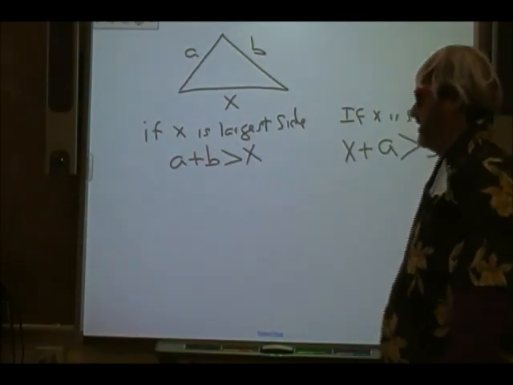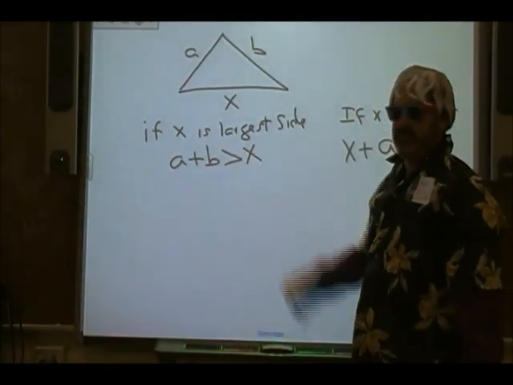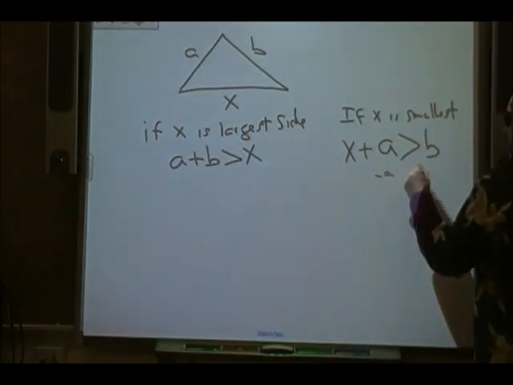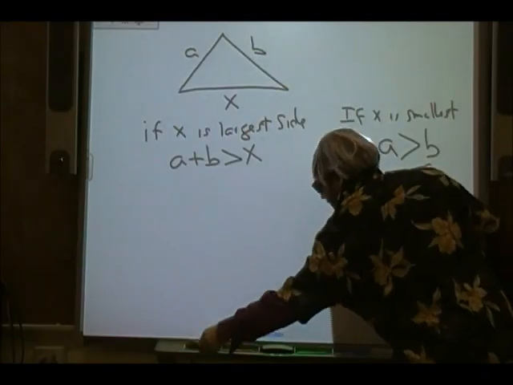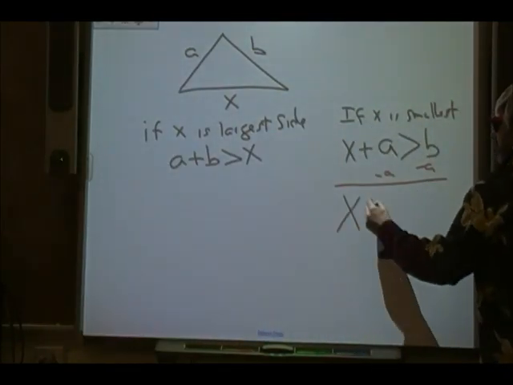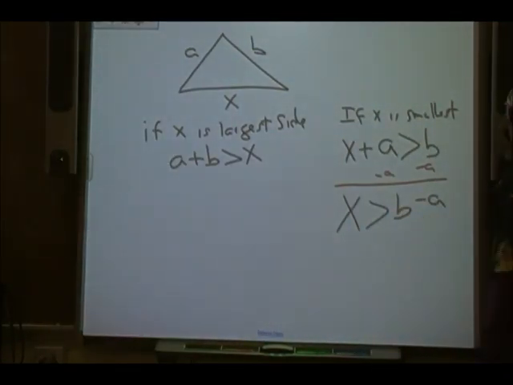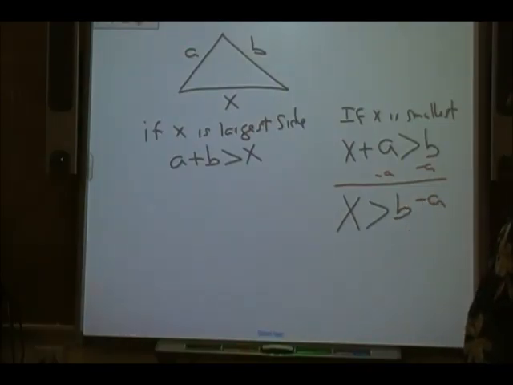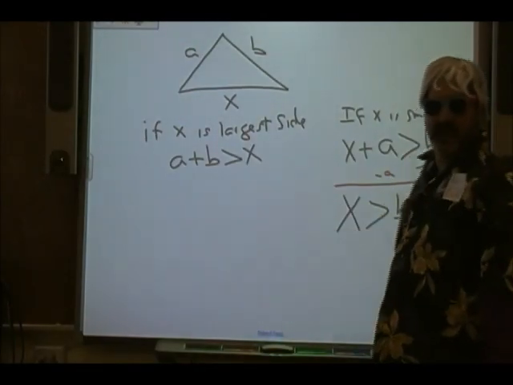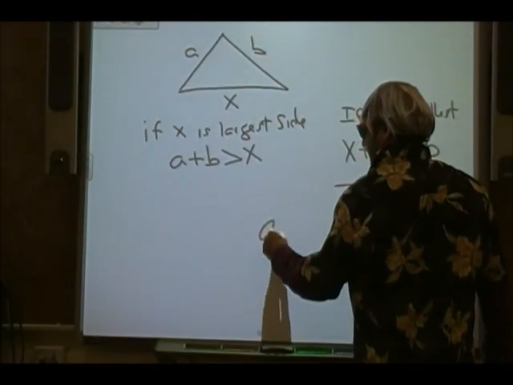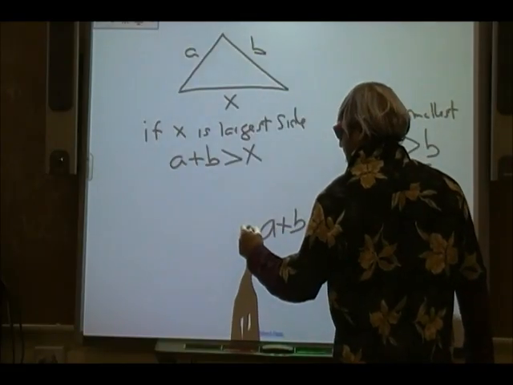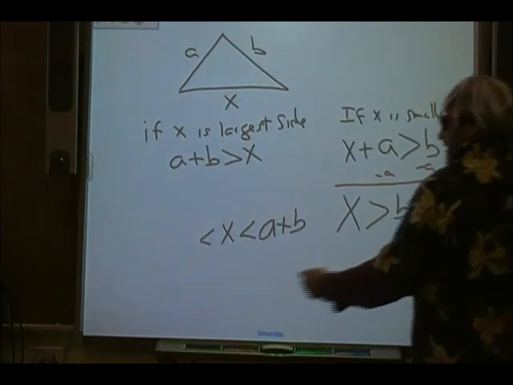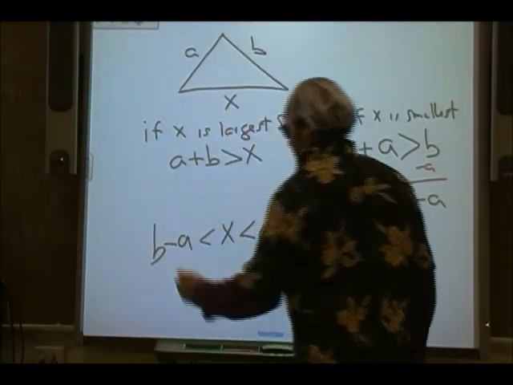Now, solve for X. I take away A, and I have X is greater than B minus A. What does that mean? That means X is bigger than B minus A, but it's less than A plus B. So A plus B is bigger than X, and X itself is bigger than B minus A.